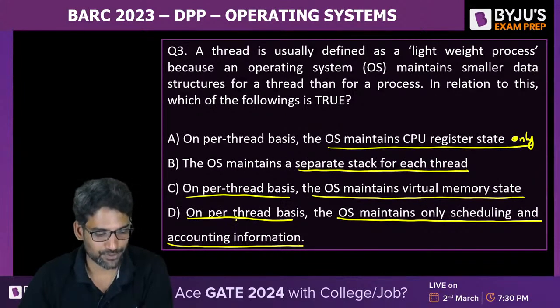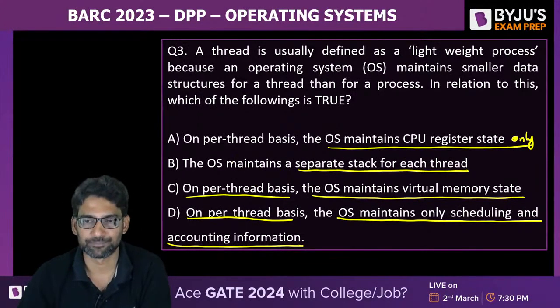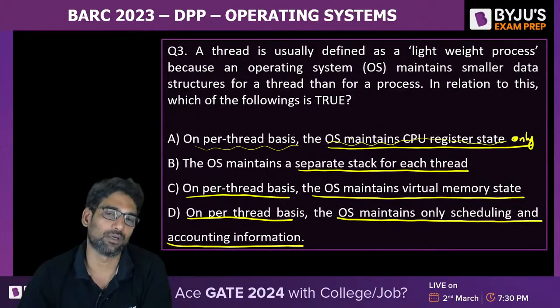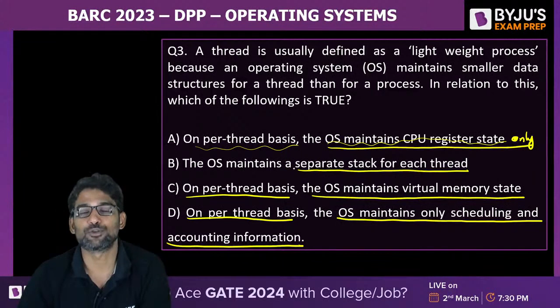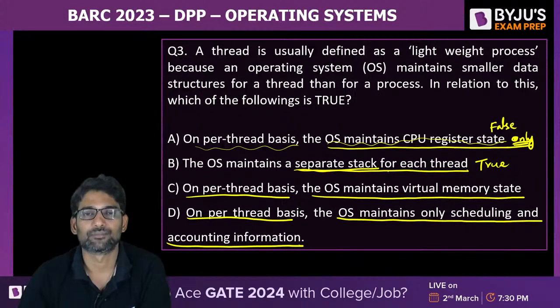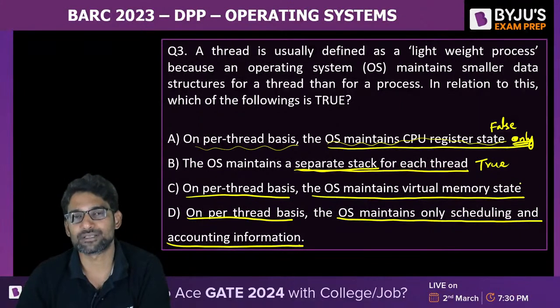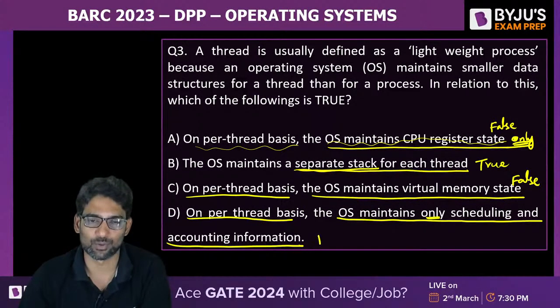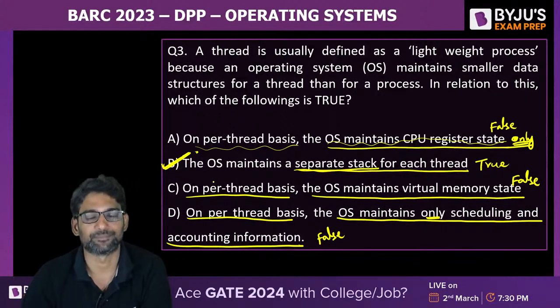Sahil, Balamurugan, Shyam, MSD, all are telling option B. On a per thread basis, the OS maintains CPU register state only? No, along with the CPU registers, it also maintains a separate stack. Because of this, this is false. And does the OS maintain virtual memory state? No, it is related to the process, hence this is false. And does the OS maintain only scheduling and accounting information? No, that is also false. So the right answer is option B.